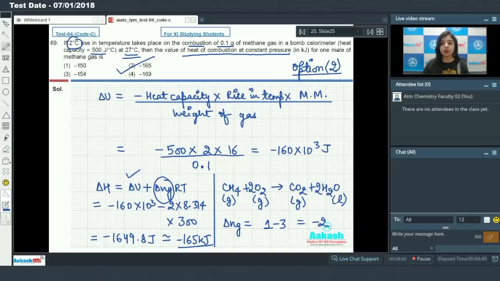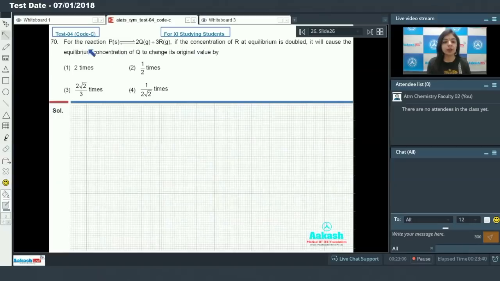So moving on to the next one. So we have question number 70, which says that for the reaction, if the concentration of R at equilibrium is doubled, it will cause the equilibrium concentration of Q to change its original value by. So for this reaction, that is P solid is in equilibrium with 2Q gas plus 3R gas. So write the expression of Kc here.